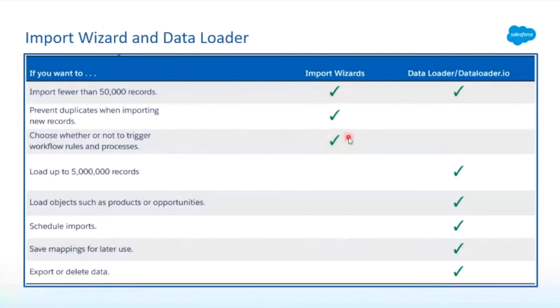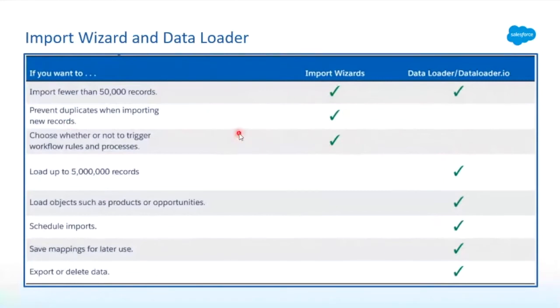So based on that scenario, you can also choose if you want to go with the import wizard, which is not available in data loader. In data loader you cannot prevent duplicates based on matching of email or addresses and those things, which is available in import wizard. But when you want to load a high volume of data, or anything else apart from all of these scenarios, if there is anything else in the scenario which you want to cover, you would go with data loader. So this is an important point to consider when doing the data loader.